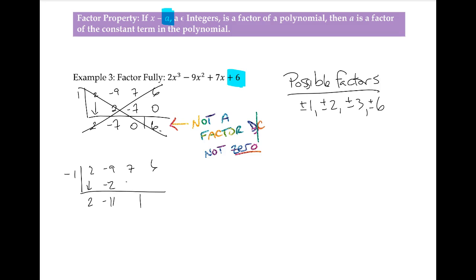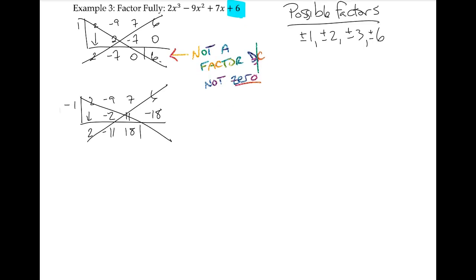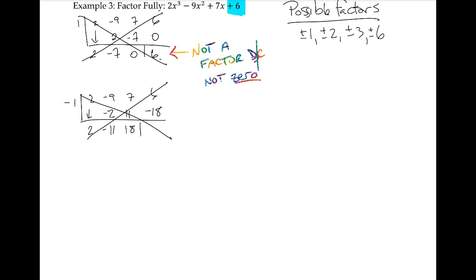Negative 11, positive 11, 18, negative 18. No, I know that's not going to equal 0, so I can keep going. So try positive 2, same thing. Always carry down that first one.